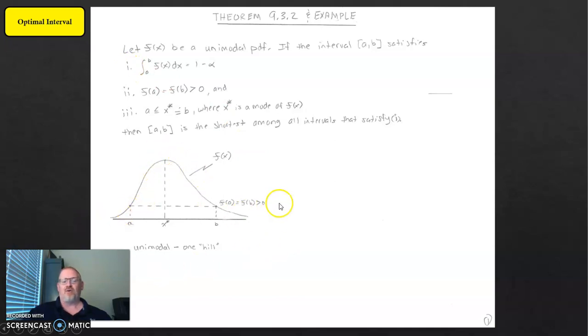So I just took a typical unimodal distribution here. Here's our a and our b. They're at the same height, f(a) equal to f(b), both greater than 0. The mode x asterisk is between them, so that's where the most frequent occurrence would be, the highest frequency. So we start there.